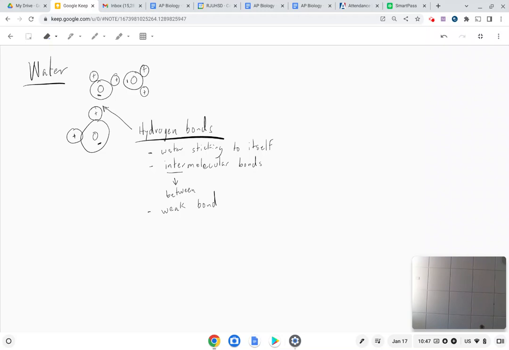Okay, your text gives you this vocab word called cohesion. And cohesion, co means together, right? And so cohesion is referring to the bonding of one water molecule to another.